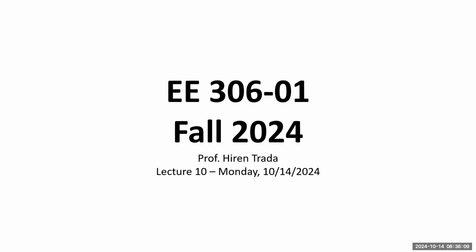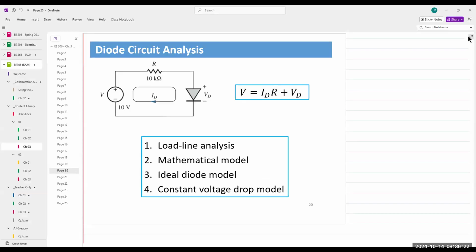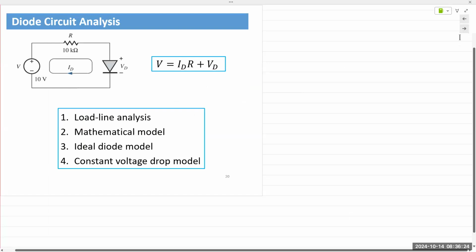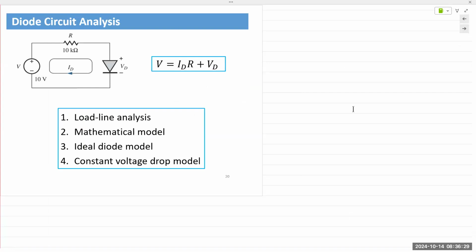All right, so today we are going to start circuit analysis of diodes. Yes, finally. Okay, so the first technique, well, there are four primary techniques we're going to look at: load line analysis, mathematical model based on the equations, the ideal diode model, and the constant voltage drop model. Okay, so there are four techniques.